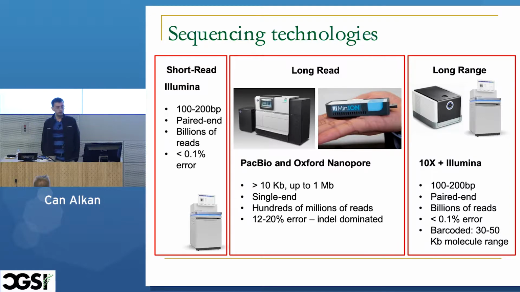The long read platforms are the PacBio and Nanopore, so we can generate up to a megabase pairs. You already listened to Mike Schatz's talk about how the long read technologies work. They are not paired and they are single, and we still have millions, hundreds of millions of them, but the error rate is high, up to 20%. And the long range, as I said, the actual sequencing is done by Illumina, but before that we have the 10x instrument that links those reads together.